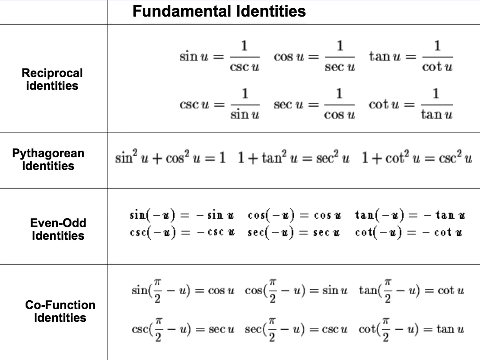Our reciprocal identities are just defined for us. And I'm going to take some time in another presentation to prove the Pythagorean, even and odd, and cofunction identities. We already did Pythagorean and even odd identities in chapter 5, but I would like to go over those again. I think it's important for us to know where these come from and why they're true as we use them to prove other identities.